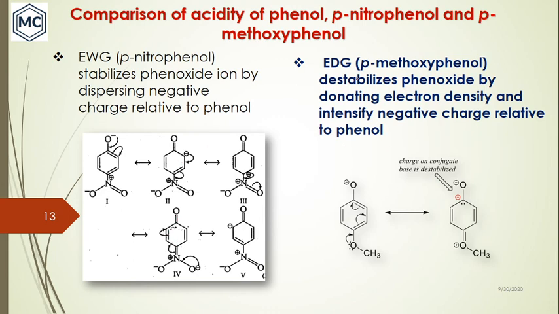But when you have an electron donating group, as in para-methoxyphenol, it destabilizes the phenoxide by donating electron density. You can see that the electron density is donated in this direction, this carbon becomes negatively charged, and a lot of charge accumulates on this oxygen atom, and it destabilizes. The charge is localized over one atom instead of delocalized over the whole molecule, so it destabilizes. So this is less acidic.